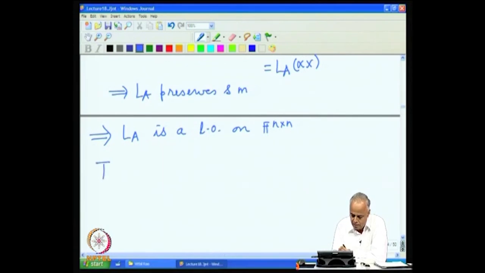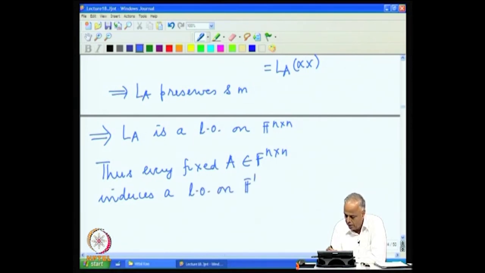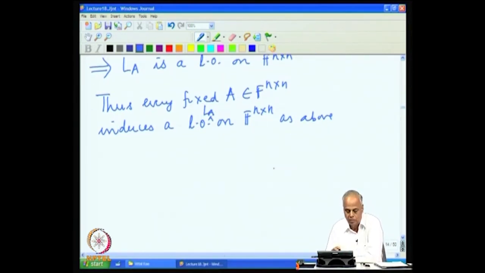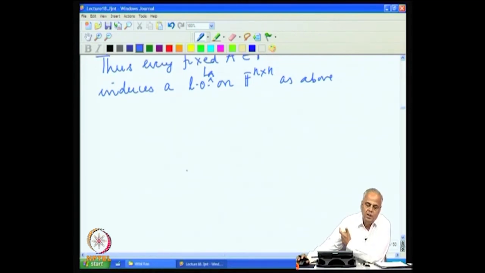Thus, we started with a fixed matrix A and generated a linear transformation. So, every fixed A in F^(n×n), if you fix one A, you will get one transformation, induces a linear operator on F^(n×n) as above. The linear operator is what we denote by L_A. So, every A generates an L_A as above. We can start with an n by n matrix and go on left multiplying by a fixed matrix, and then we go on getting newer n by n matrices, and that is a transformation, and that turns out to be a linear operator. Now, you can obviously guess, instead of left multiplication, we could have also done right multiplication.